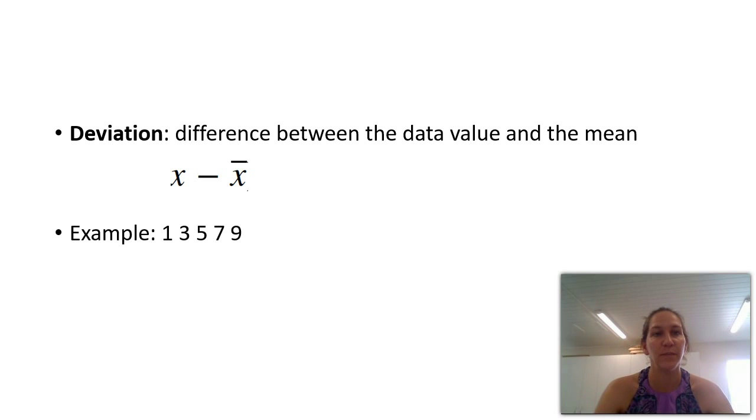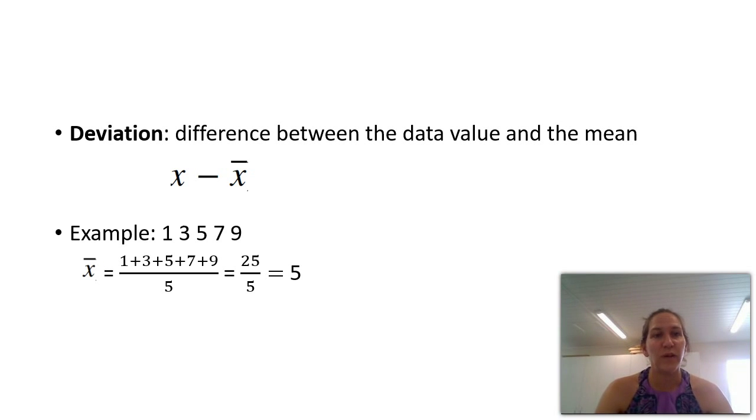So if we look at an example with this data set, first step, we need to find the mean of this data set. So we add all those values together, and we divide by 5, which is the number of data values that we have. We get 25 over 5, which is 5. So that's our mean, or our average.